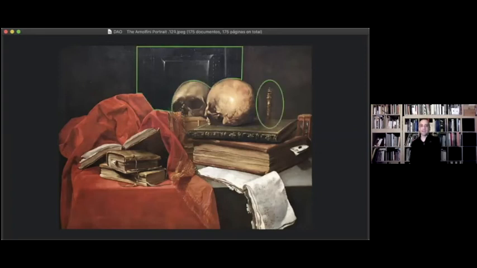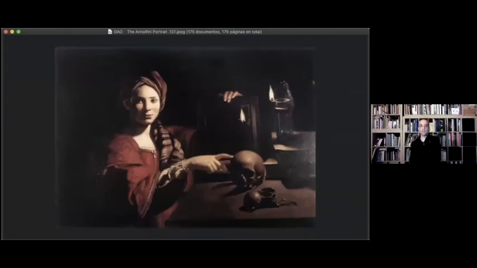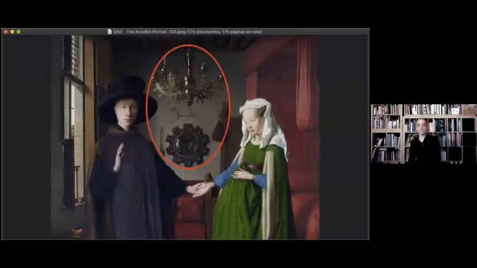We see a vanitas still life with a mirror and candles. Mirror and candles put together are typical elements of vanitas. But in the Arnolfini portrait, they are put in a more casual way.